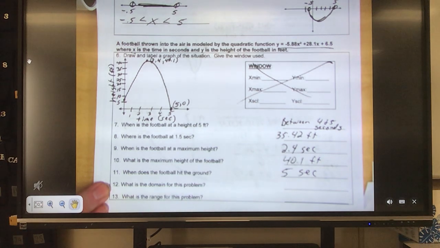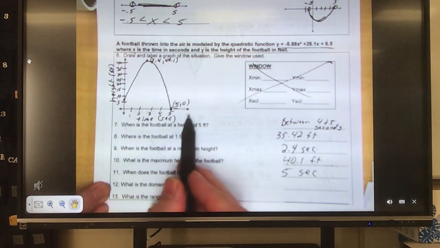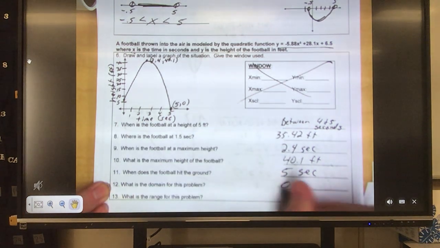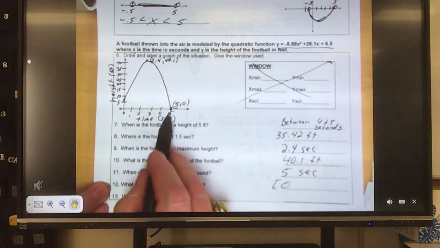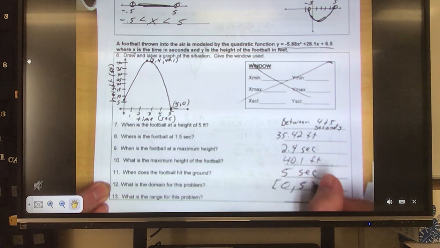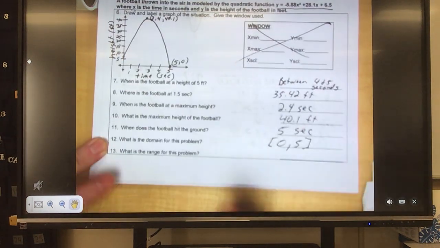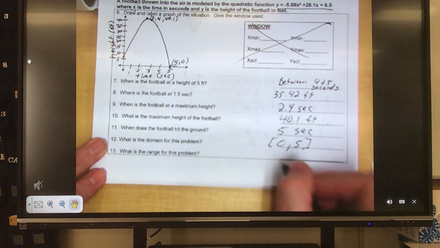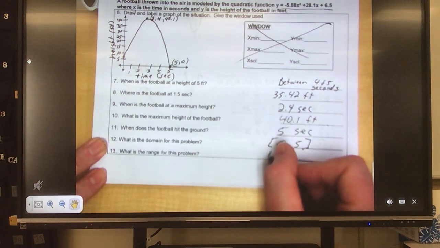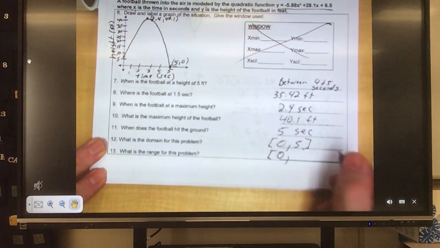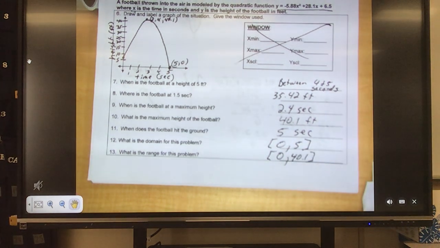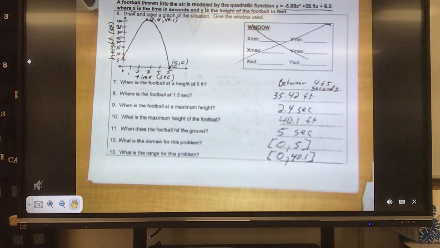All right, what's the domain? How far? That's my x's. How far left did this ball go? 0. To how much to the right? To 5. Okay, range. What was the lowest this ball went? 0. When did that happen? When it hit the ground. How high did the ball go? 40.1. Done. If you know all that, you will get a 100 on the test, and it will be on Google Classroom as well.